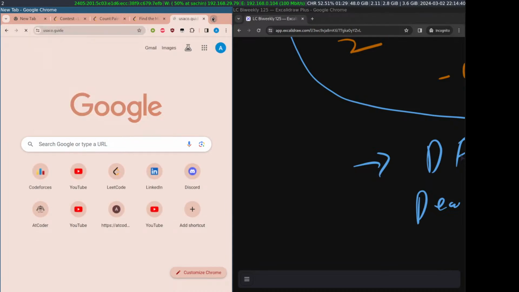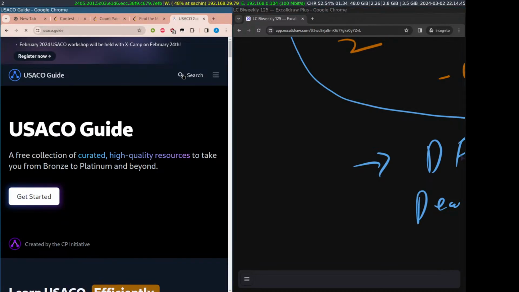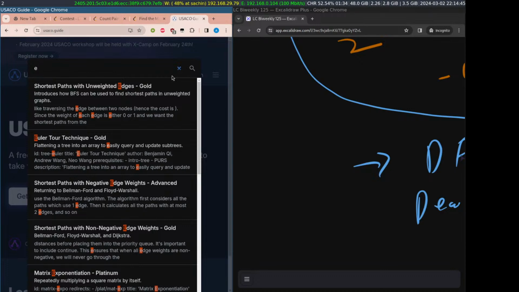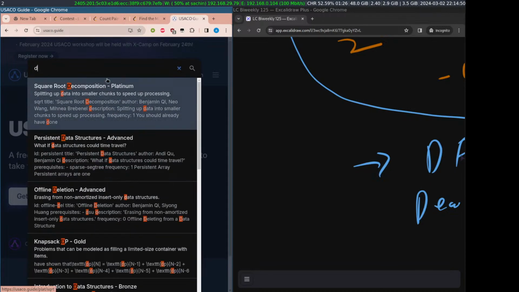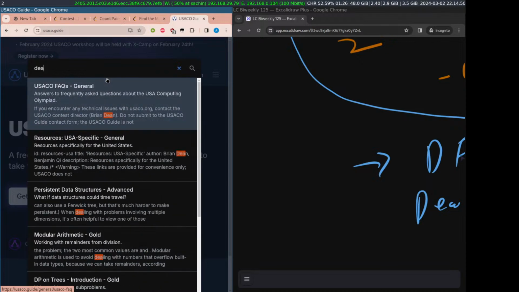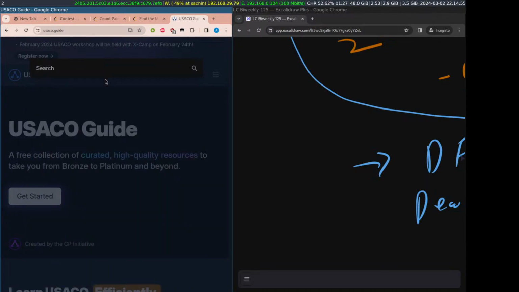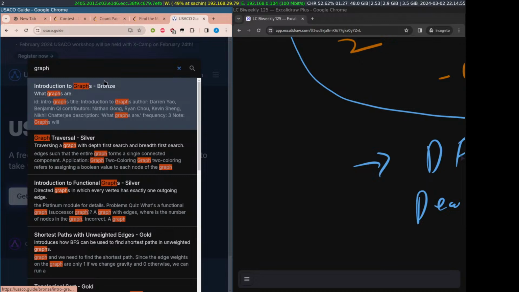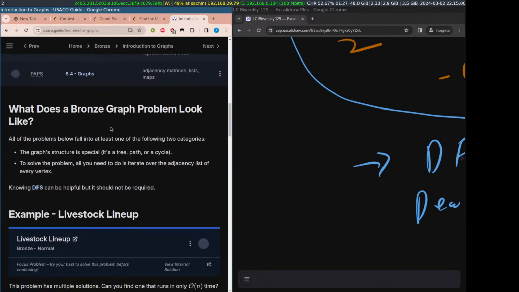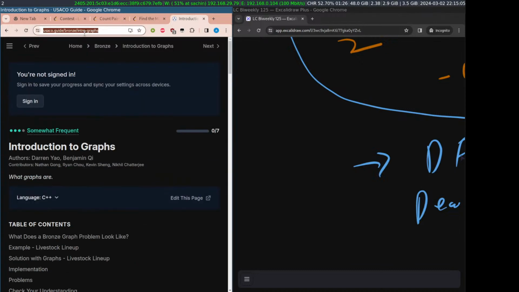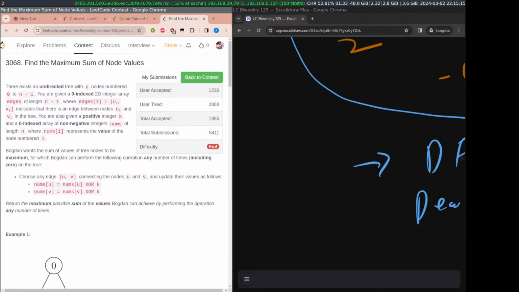It can happen that some people are new, and depth first search is a commonly used algorithm. So you should check out this USACO guide for how to do it using depth first search. Now I will move to the third problem.